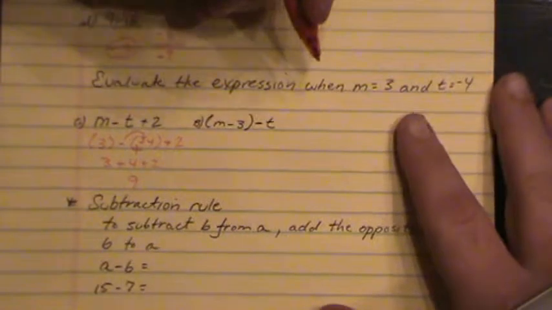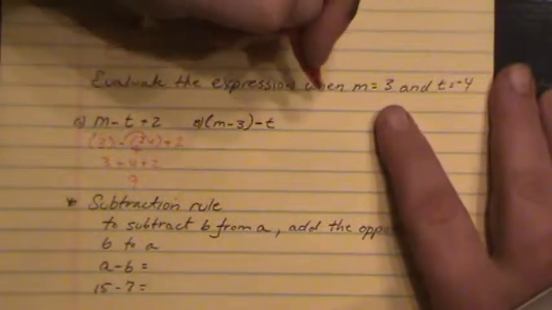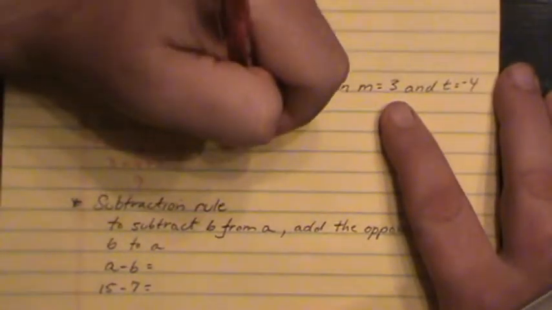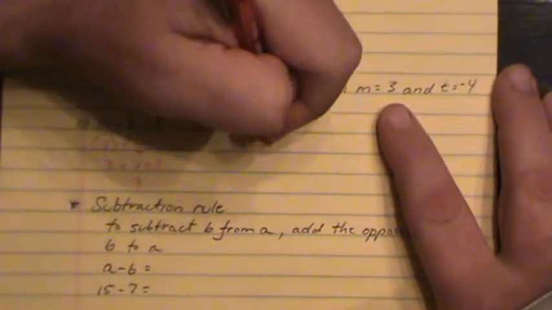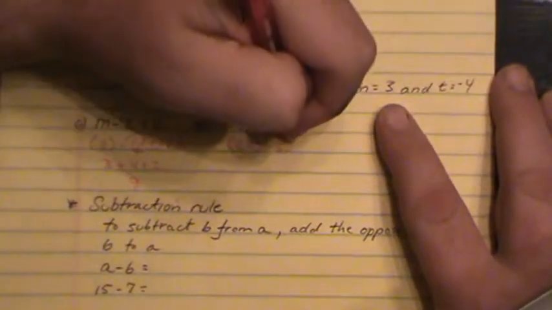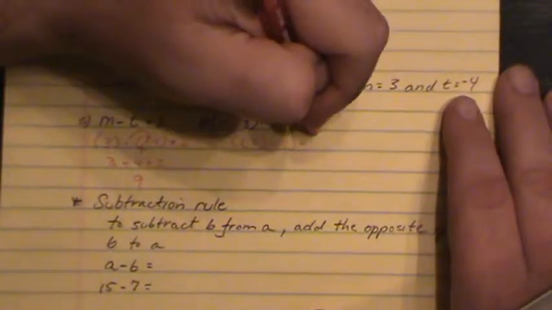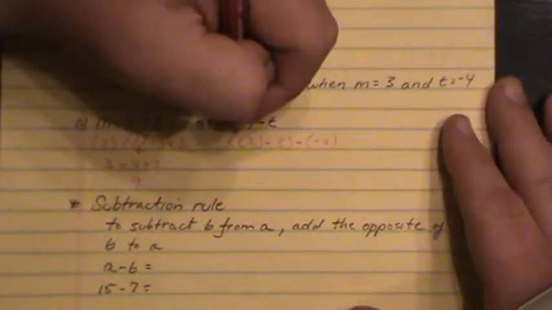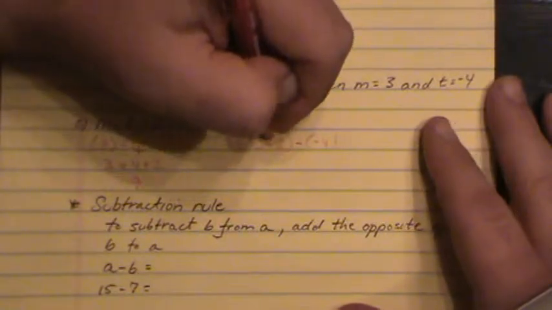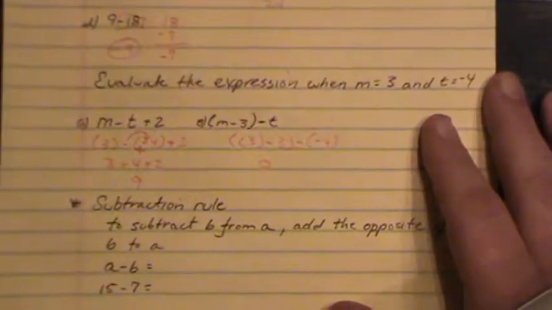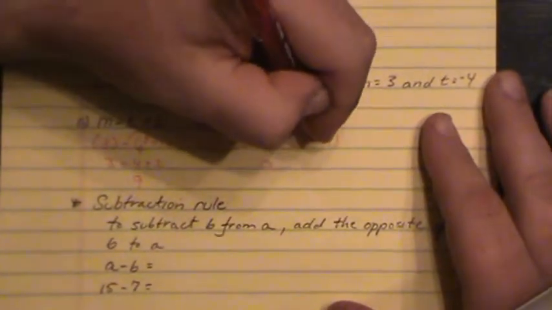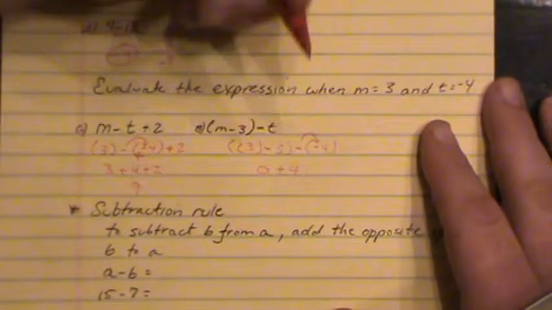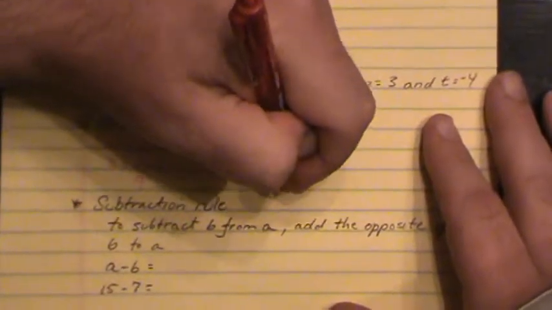With B, they tell me M is 3, so I have parenthesis M being 3 minus 3 minus, in parentheses, -4. Okay? So right here we have a positive 3 and a -3, so that's going to give me a 0. A negative and a negative is a positive. So I have 0 plus 4, which is going to be a positive 4.